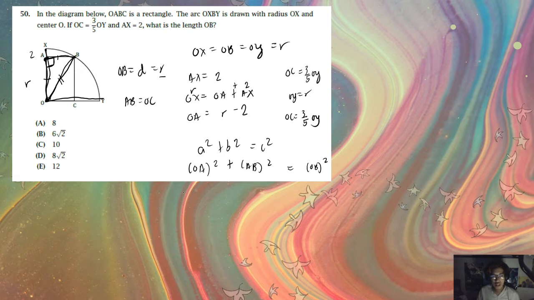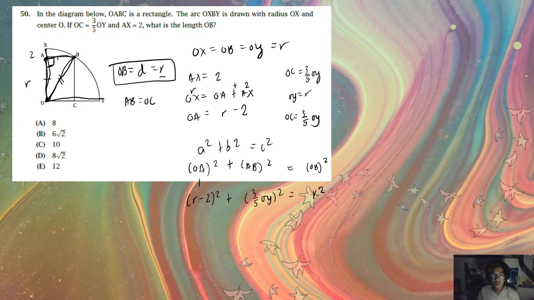Okay, so let's write that down on our formula. OA is (R minus 2) squared plus AB, which is 3/5 of OY, squared, is equal to OB squared, which is the radius of the circle again. So that's going to be R squared.